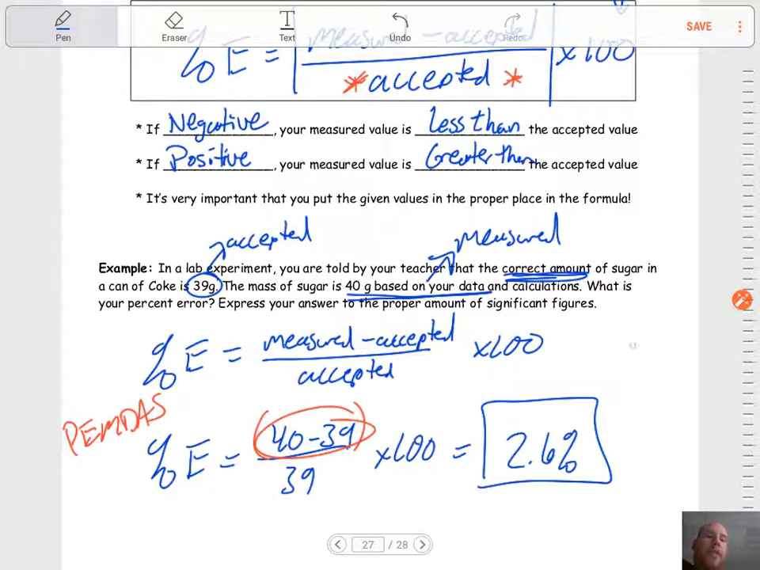2.6%. Typically, guys, anything less than 10% is considered to be good.